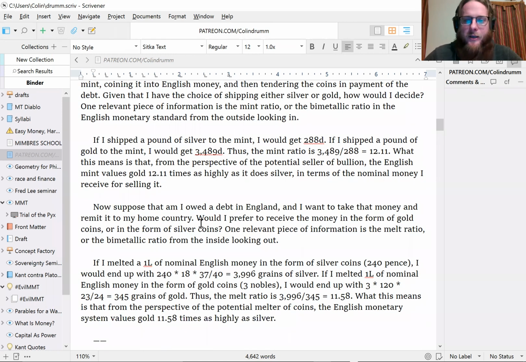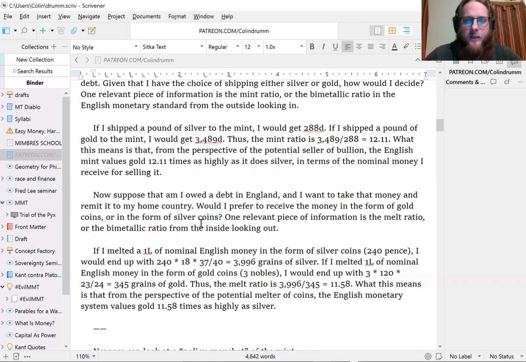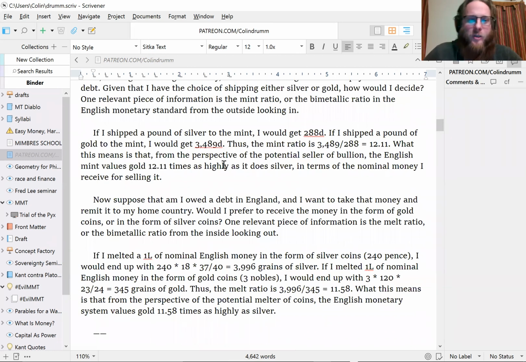This ratio is pretty easy to understand. If you ship a pound of silver to the mint, you get 288 pence. If you ship a pound of gold to the mint, you get 3,489 pence. So the mint ratio, the ratio between these two numbers, is 12.11. Notice it's a little bit higher than the nominal ratio. What that means is that the English mint is valuing gold relative to silver a little more highly at the mint window than it does on the nominal ratio.